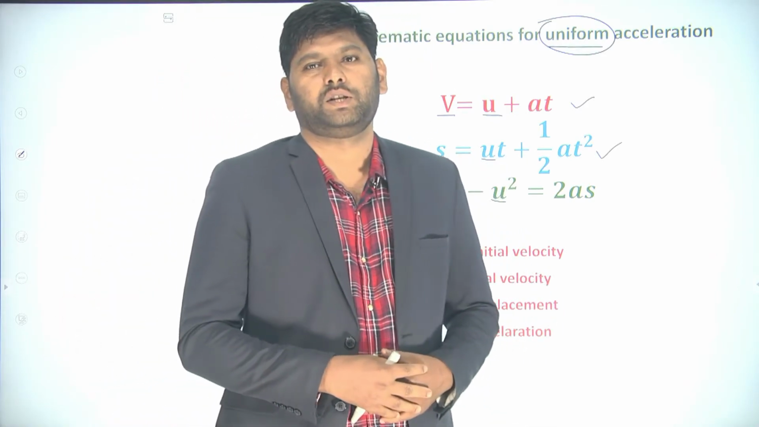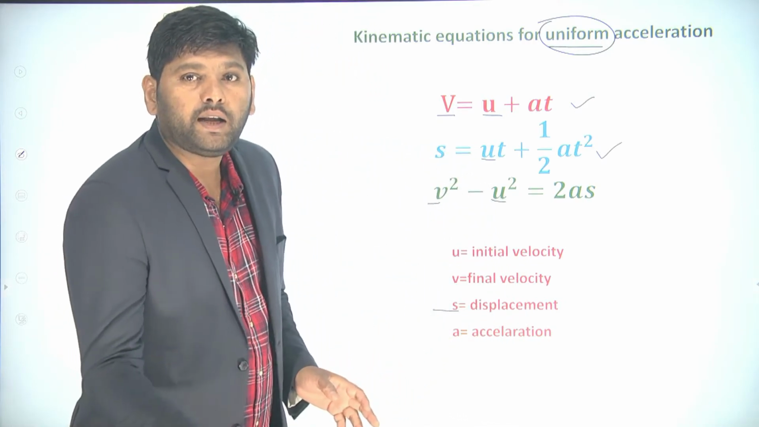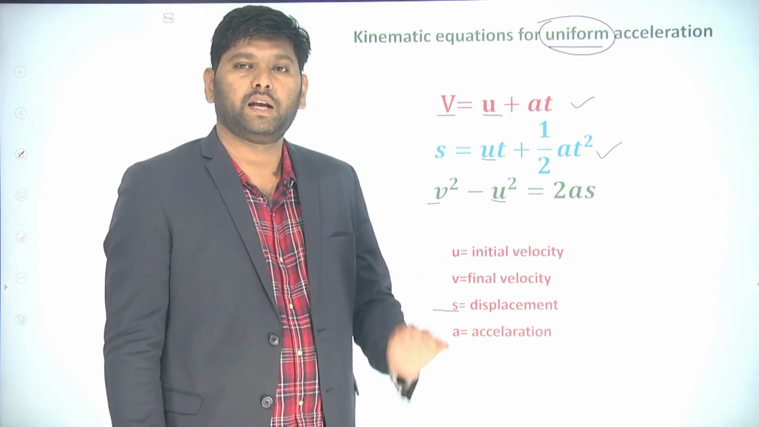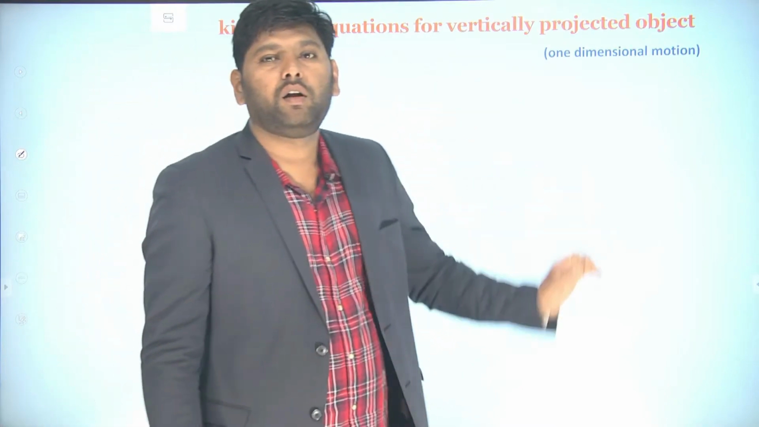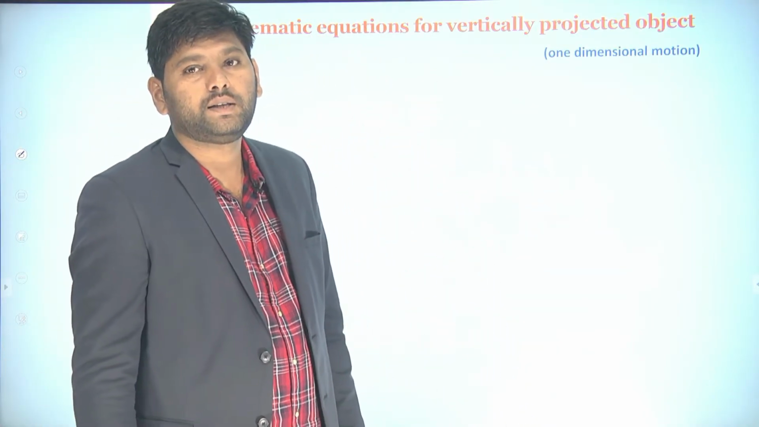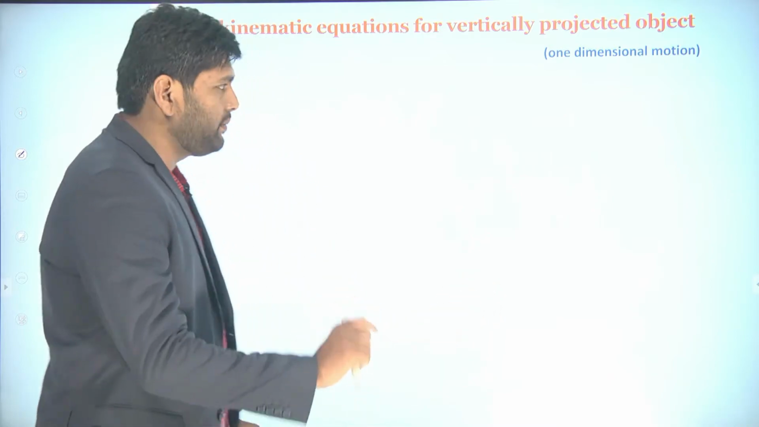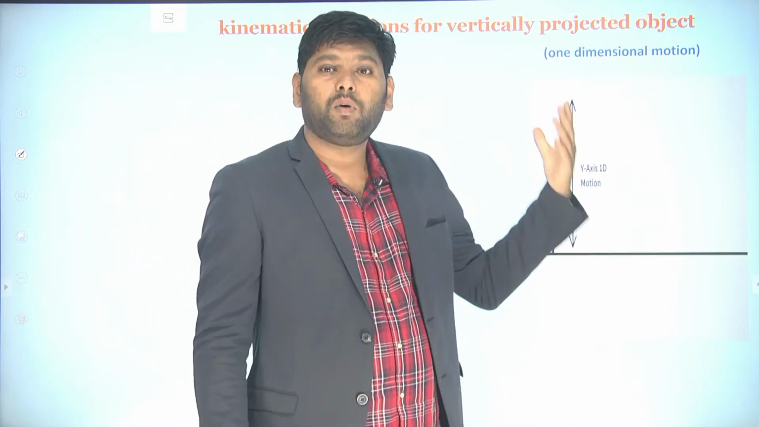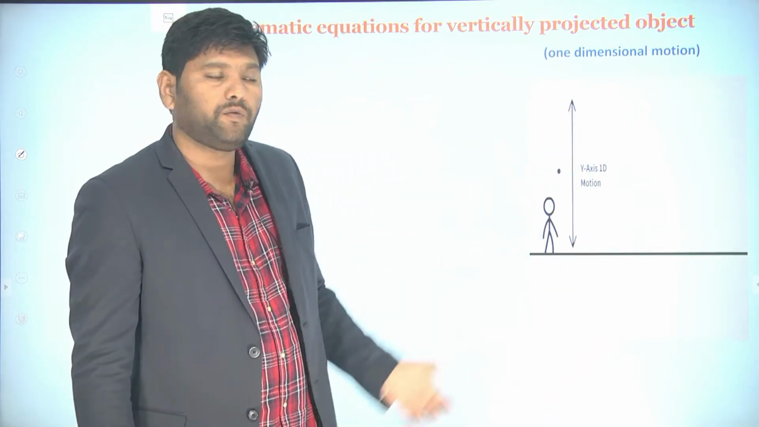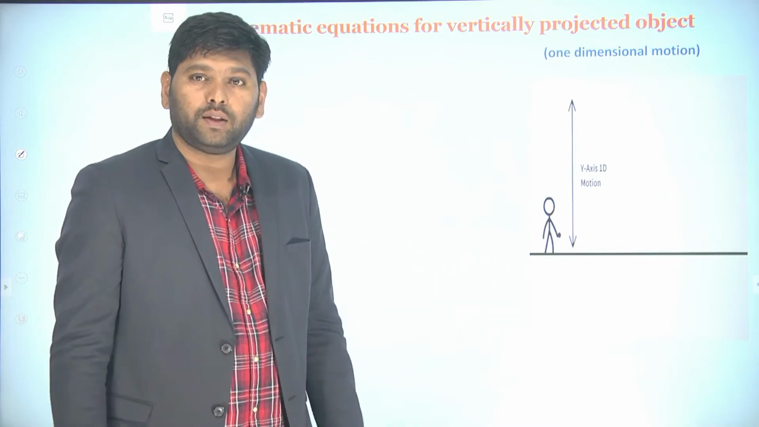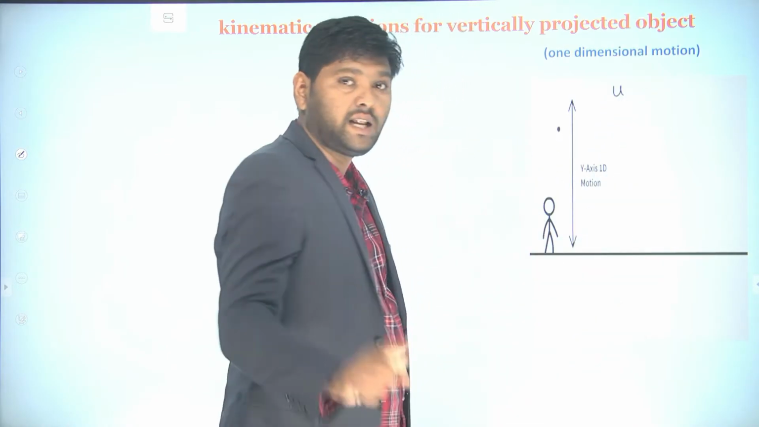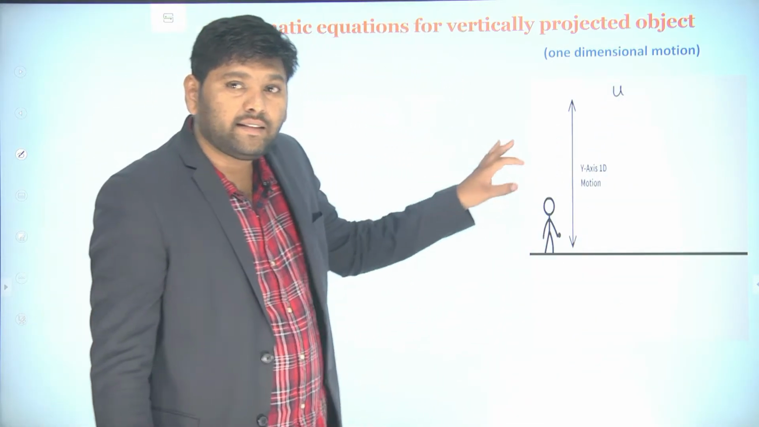The very first situation is a vertically projected body. Let's see how these equations change for a vertically projected body. So now the topic is kinematic equations for a vertically projected body. Let's see the situation in a block diagram. A person is throwing the object in the upward direction. When a person throws the object upward, he must apply some initial velocity, and it is on the ground.